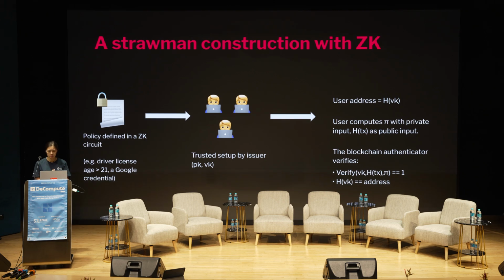So what's on chain is actually quite simple. The user address can be fixed on the verifying key itself, and all the user needs to do is use its private input to prove that the user actually satisfies such policy. And to pin it to the address, the hash of the transaction can be the public input for this transaction. So on the blockchain, the verification is very simple. All you need to do is make sure that the proof is indeed consistent with the verifying key and also with the transaction itself. And you can also check that the address is indeed derived from the verifying key itself.